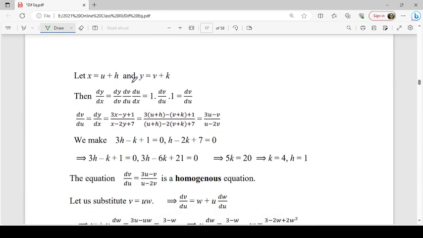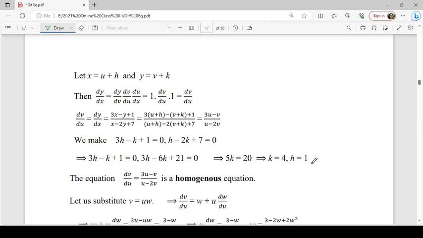Then x is equal to u plus h, y is equal to v plus k. Our given equation is 3x minus y plus 1, and we are writing h in place of x and k in place of y. This 3h minus k plus 1 equal to 0, and h minus 2k plus 7 equal to 0. We are solving these two simultaneous equations, and we have the solution k is equal to 4, h is equal to 1.